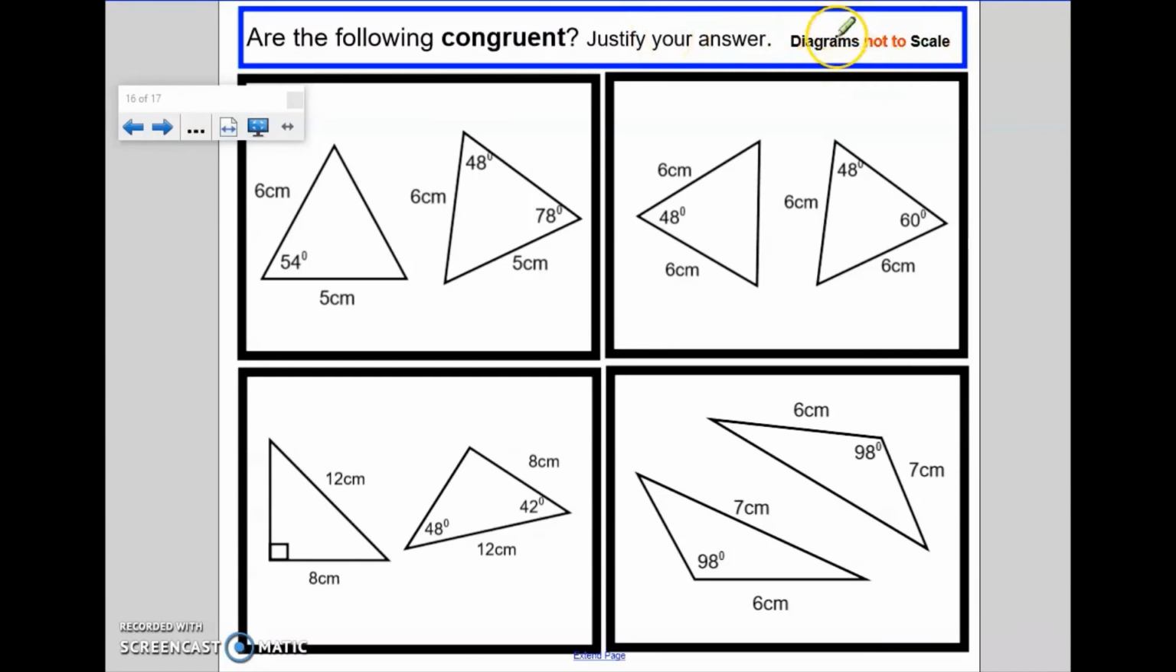This little statement, diagrams not drawn to scale, is very common to see in an exam, and that's just reminding you that you can't use a protractor to measure angles, you can't use a ruler to measure sides, you have to be justifying your answer using one of the 4 proofs from today's lesson. Okay, could you pause the video at this point and have a go at each of the 4 questions?